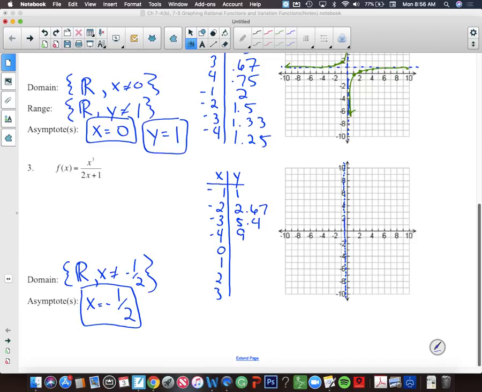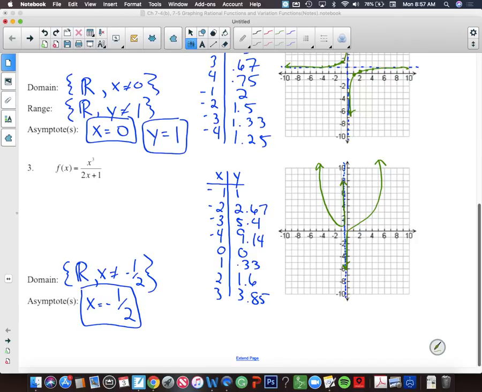The values are 1, 2.67, 5.4, 9.14, and 0, 1/3. Okay, so those are the points, and this is what the graph kind of looks like. I'm just going to kind of sketch it. So it'll be coming down here, and then this one, as it gets closer to the asymptote, goes up. All right, and then the other one kind of comes down here, curves a little bit, and then goes down. That's what the graph looks like.